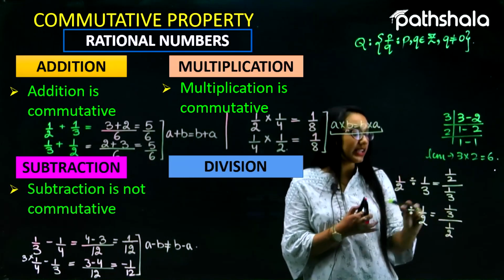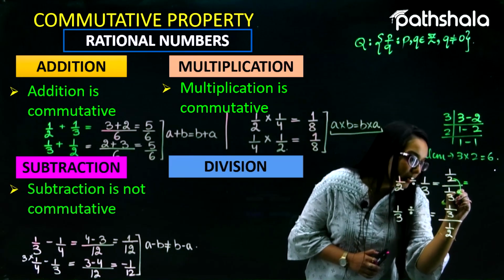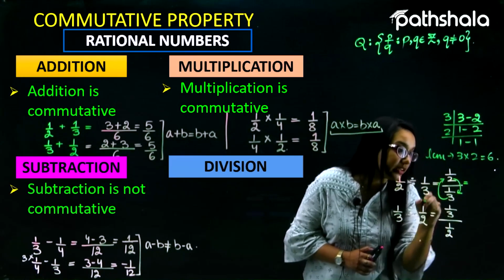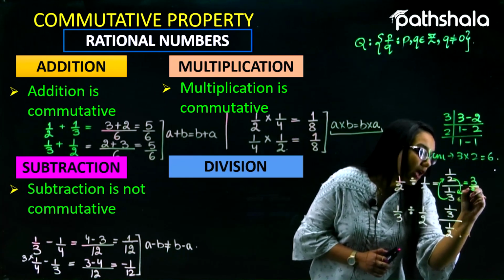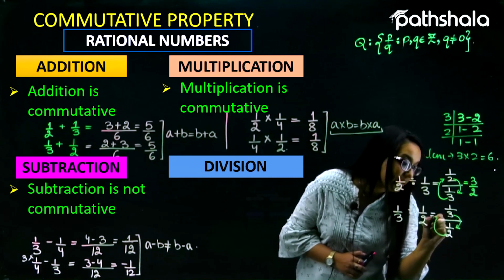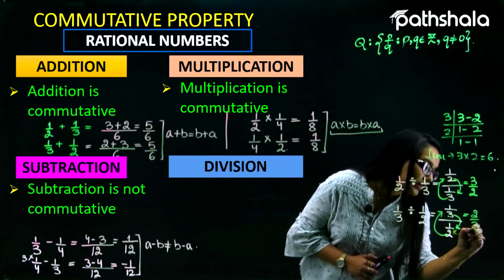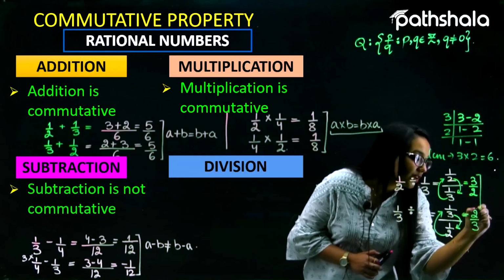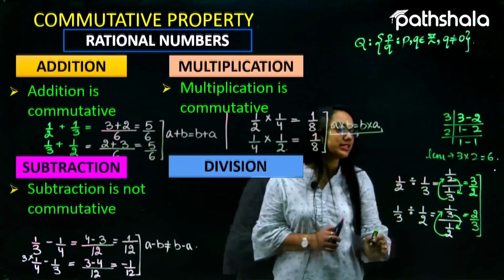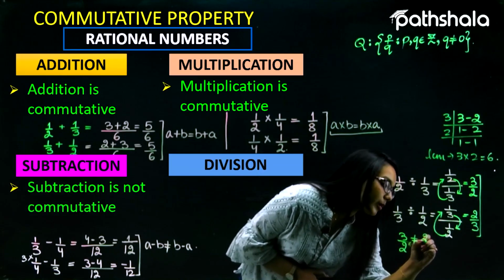So for the first case, the answer will be 2 in the denominator and 3 in the numerator, so it will be 3 by 2. And for the second case, 3 will be in the denominator and 2 in the numerator, so this is nothing but 2 by 3. So hence what will be the conclusion? The conclusion is that 3 by 2 is not equal to 2 by 3.